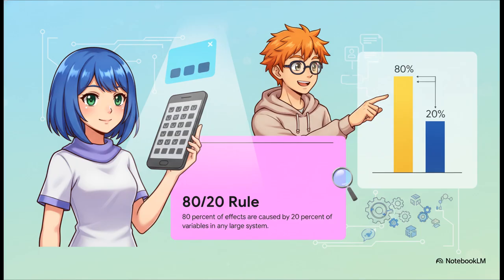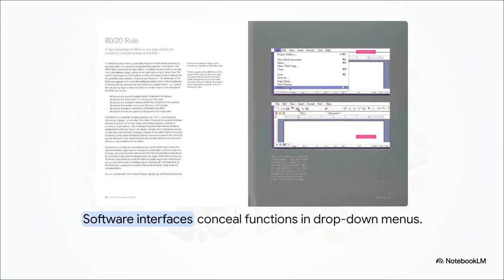Think about everyday software interfaces for a second. They illustrate this concept beautifully. They literally hide the less important 80% of their functions away in drop-down menus. Why? Just to reduce the visual complexity. They keep only the most critical, frequently used 20% right there in the main toolbars. It's a total game changer.